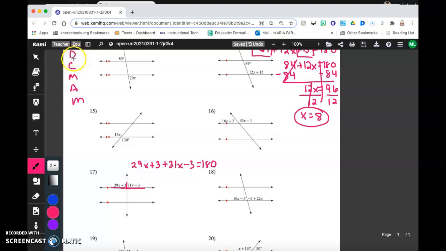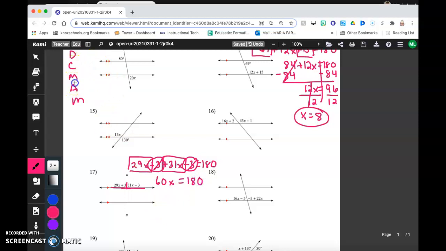No distribution because we don't have any parentheses, but we actually have two sets of like terms here. We have variables on the same side that need to be put together, and we also have two constants on the same side that need to be put together. 29x plus 31x equals 60x, but 3 minus 3 is a zero pair, so those will actually cancel out. You still are left with 60x equals 180 degrees.